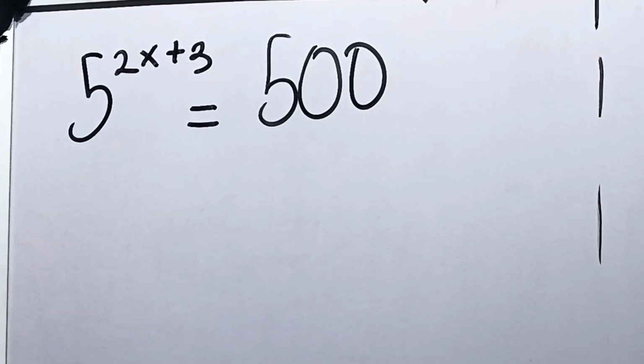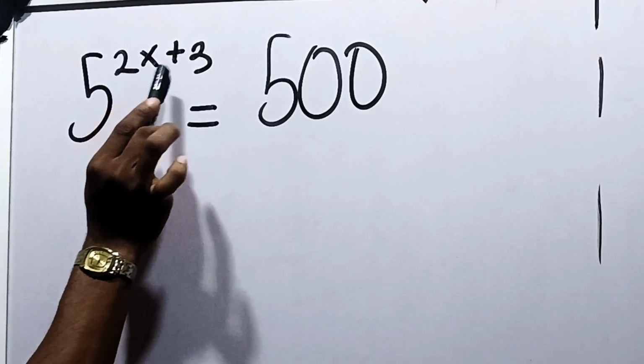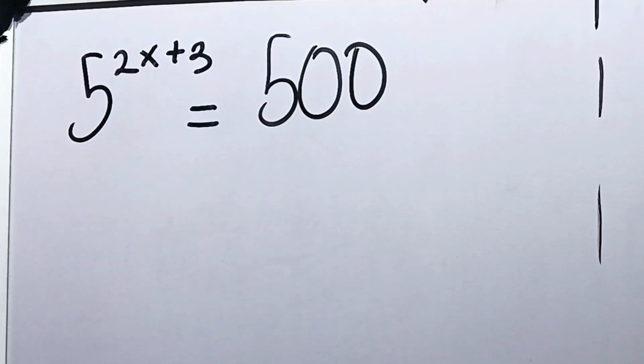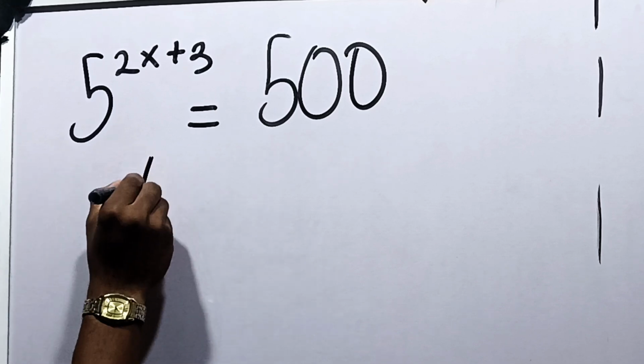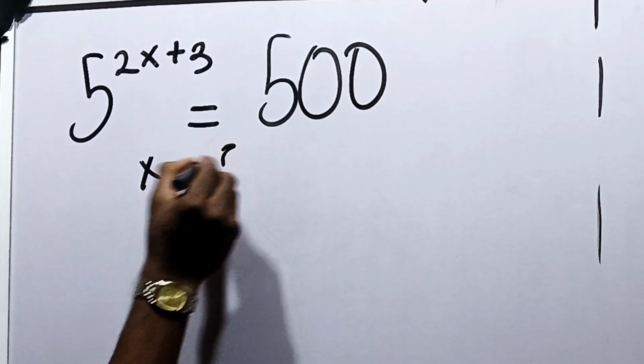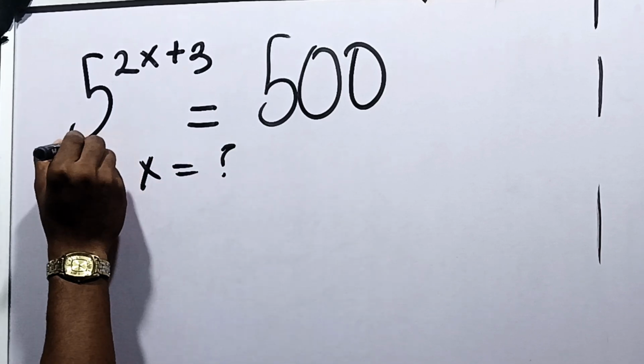Let's solve this together. It says 5 raised to the power 2x + 3 is equal to 500. We have to solve for the value or values of x in this question. Now, first things first, let's re-express this.